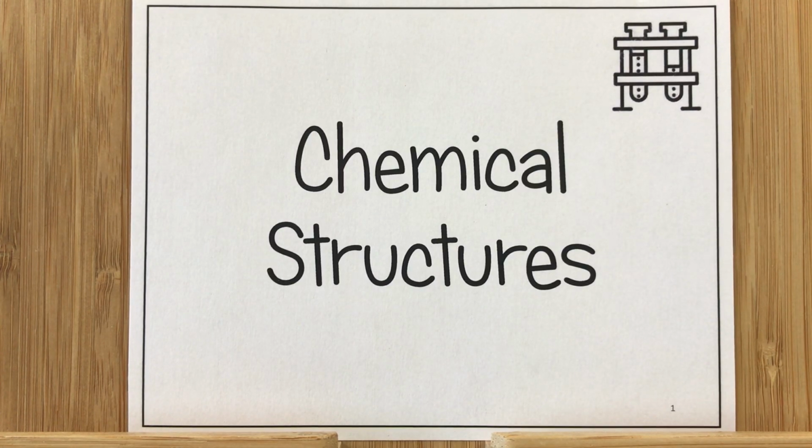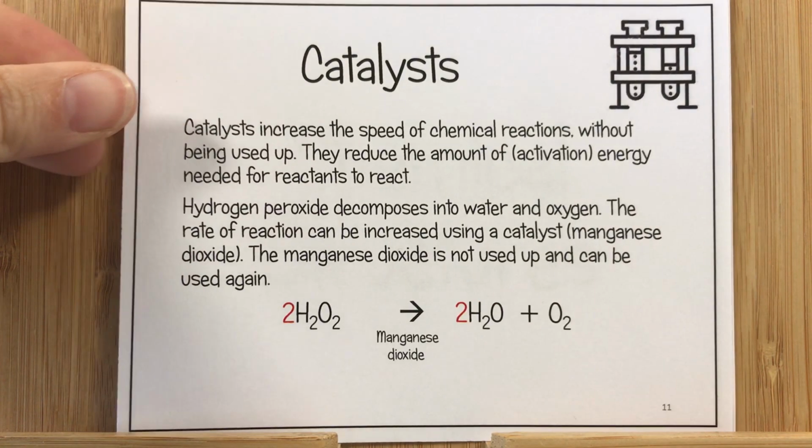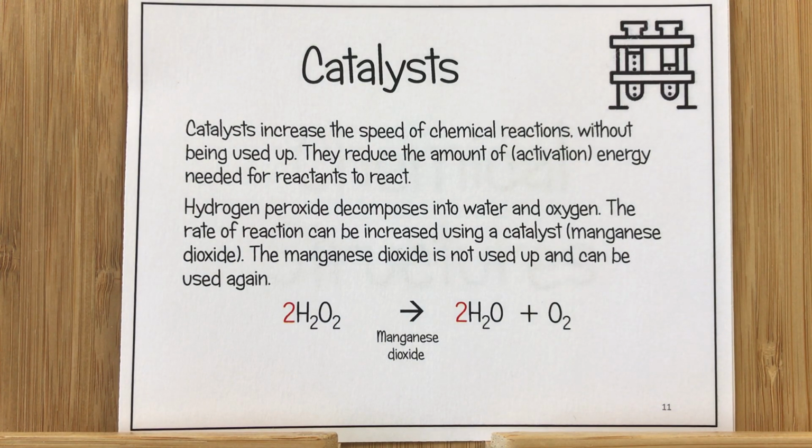This is a Key Stage 3 chemical structures video looking at how catalysts can be used in reactions. Now, a catalyst is a substance that speeds up a chemical reaction without being used up. That means it can be reused. Okay, and they reduce something called the activation energy.